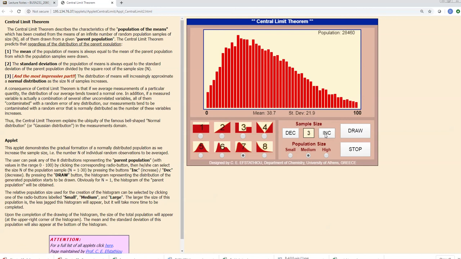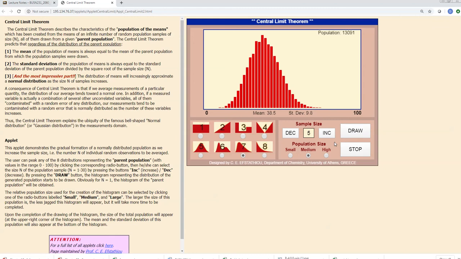So let me increase that to 5. Draw again. 38.5, the mean didn't change much, but the standard deviation did go down quite a bit, right? And look at the shape. My original was very much skewed, visibly skewed to the right. This one, I can still see the skew. That tail is a little longer. But overall, the shape is pretty much normal, right?